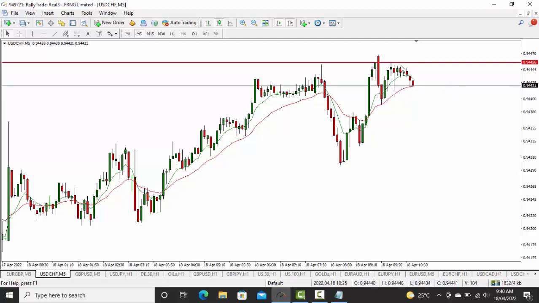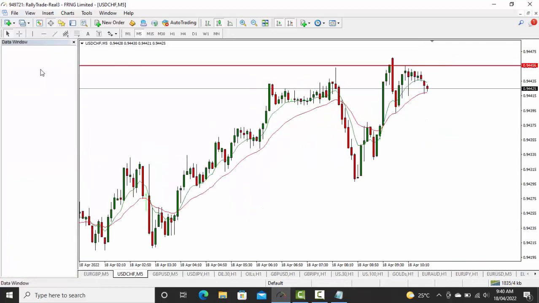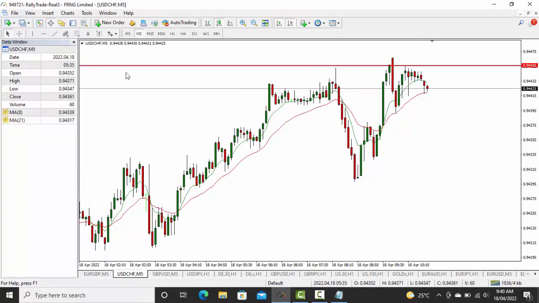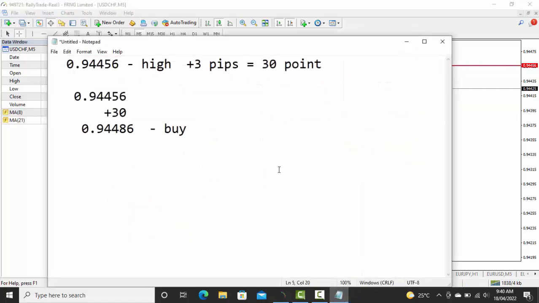So this is my trigger bar. I get the low of the trigger bar. Let me use this to get the low of the trigger bar, and this is my data window. I'm using the crosshair to get the price. The low of my trigger bar happens to be at 0.94435. So 0.94435 is the low of the trigger bar.